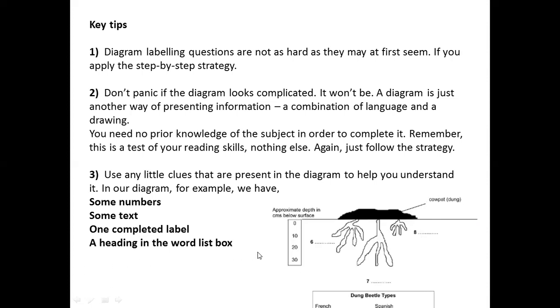A heading in the word list box. Yes, down below, types is our heading in the word list box. Does it help us? Maybe for some labeling tasks, they could help. So be careful and scan all this type of information. You need to skim all this type of information because they can help you.